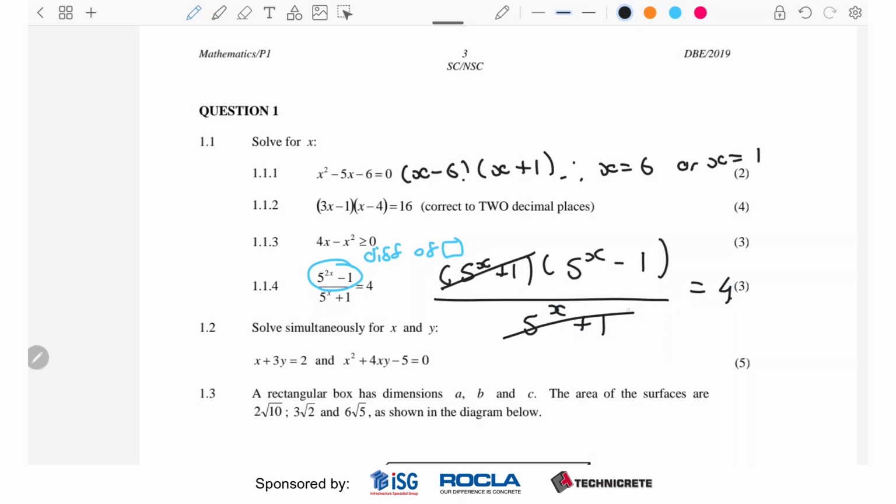Now these will cancel out, therefore 5 to the power of x minus 1 is equal to 4. Once I take the negative 1 to the other side, it will give me 5 to the power of x is equal to 5, which is basically the same as 5 to the power 1. Therefore, x will equal 1.